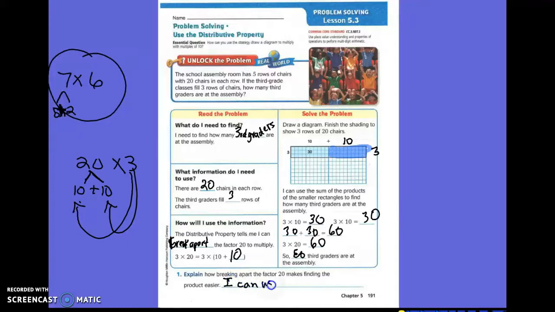We said breaking apart the factor 20 makes finding the product use facts I know. We know our 10 facts better than we know 20 facts, to find the product.